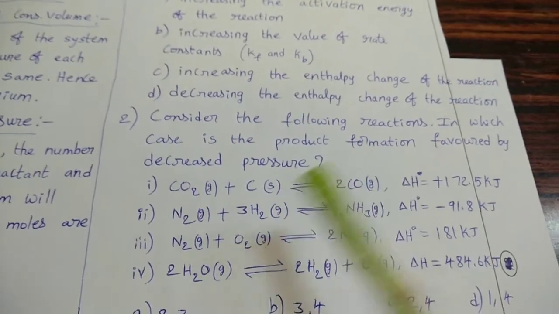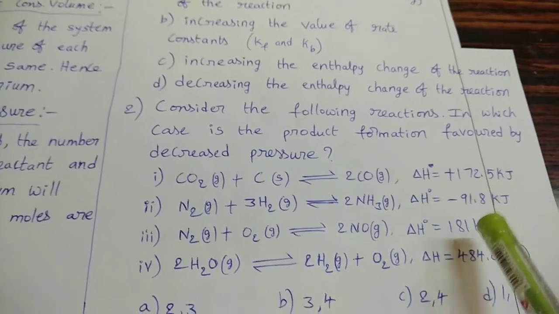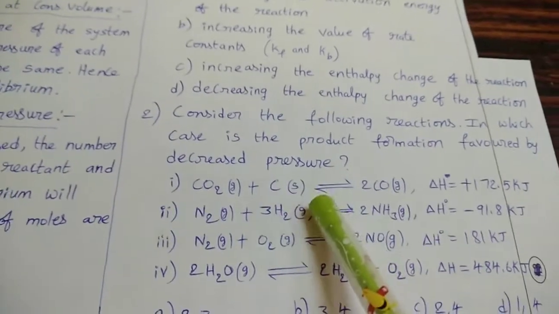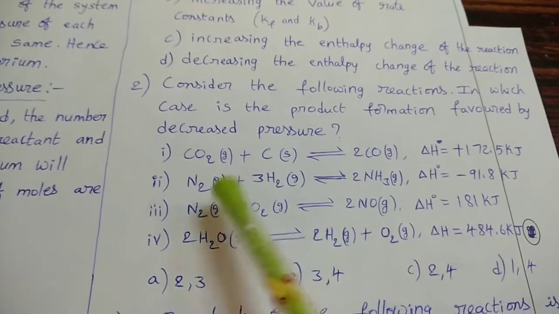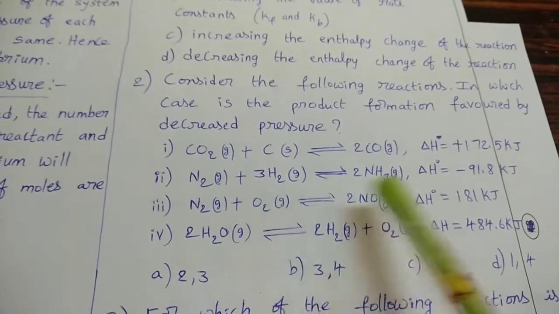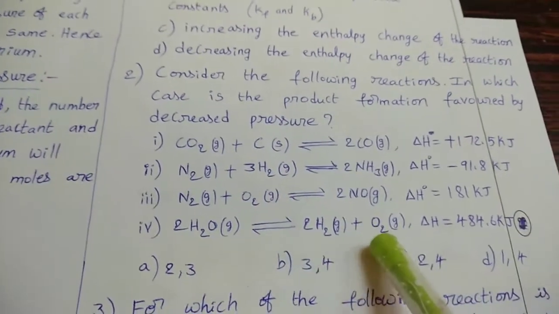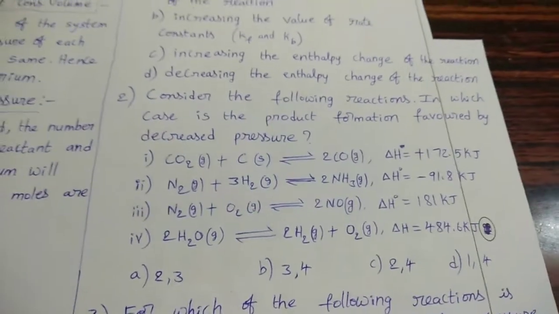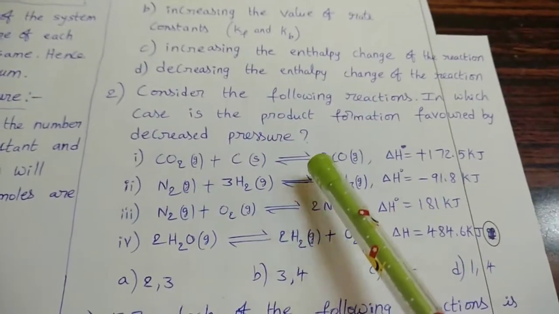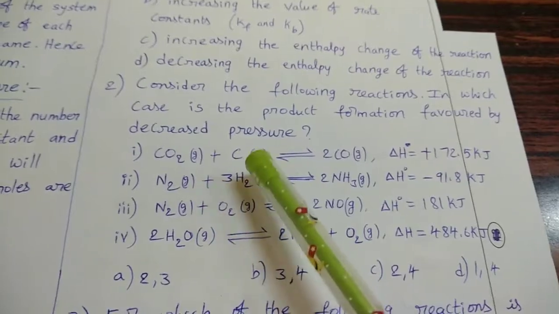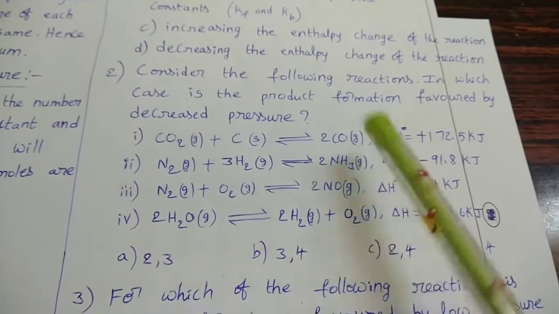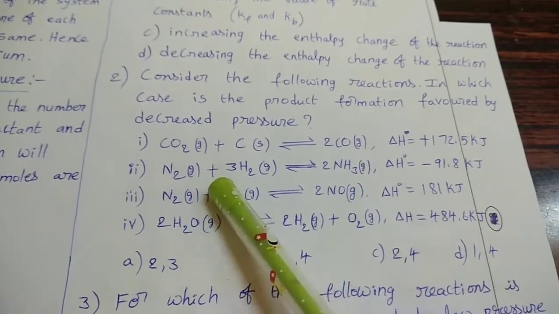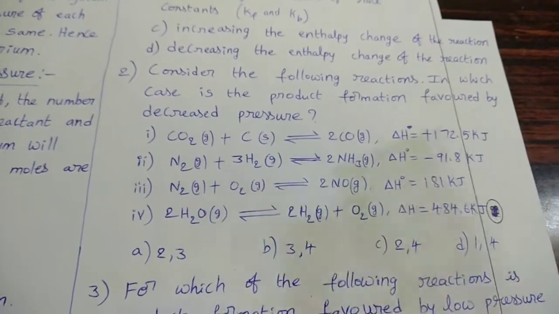Equilibrium shifts in the direction having more number of moles. See, in the first reaction, more number of moles towards products. Second reaction, reactant side. Here, no difference in the number of moles. Here, more moles towards product. Now, in the first case, if we decrease the pressure, equilibrium shifts towards the right side, that means towards product formation. Second one, towards left. So, this is not required.